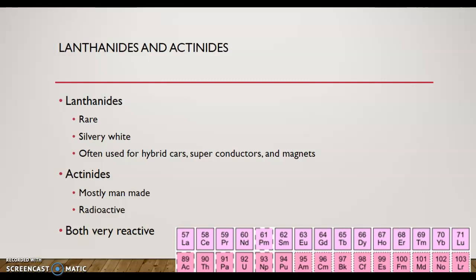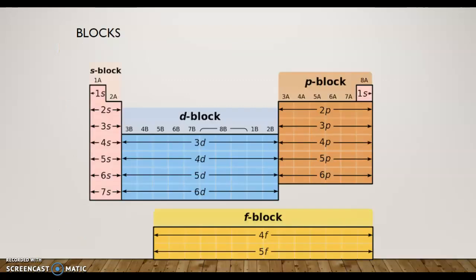Your actinides are mostly man-made, so anything beyond uranium at 92 is man-made. And so most of our actinides and beyond, we've actually made in a lab. They are radioactive, and both the lanthanides and the actinides are very reactive metals.